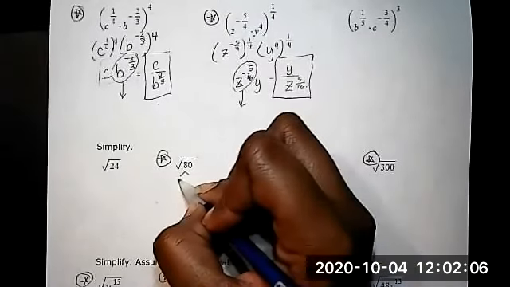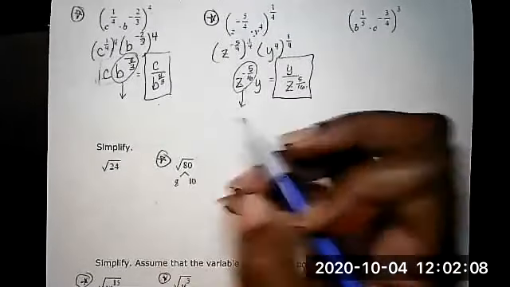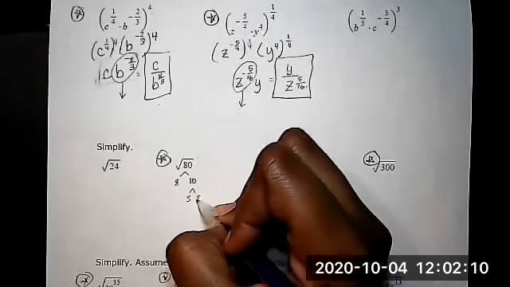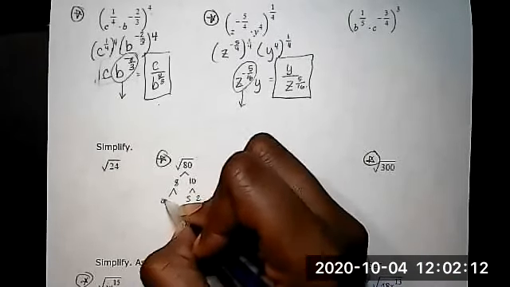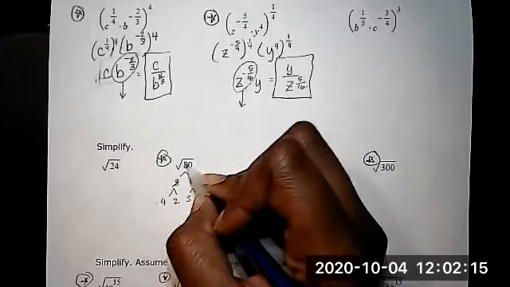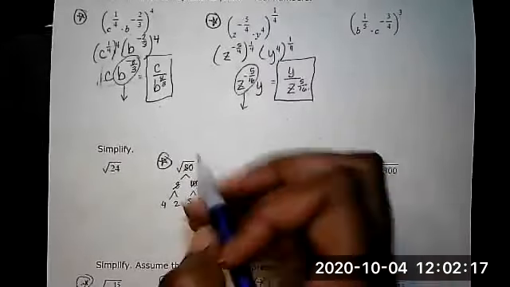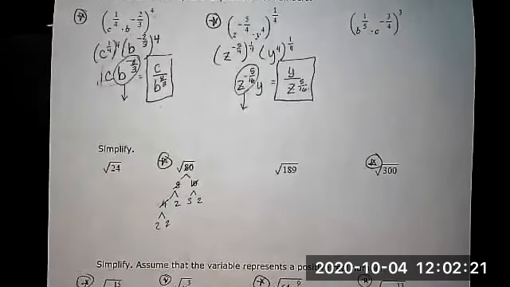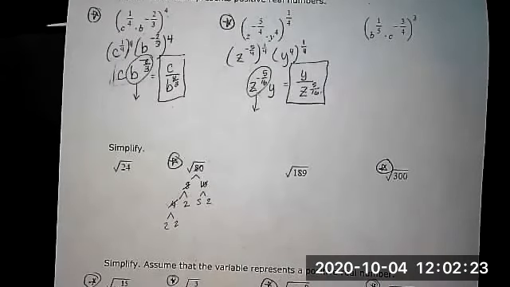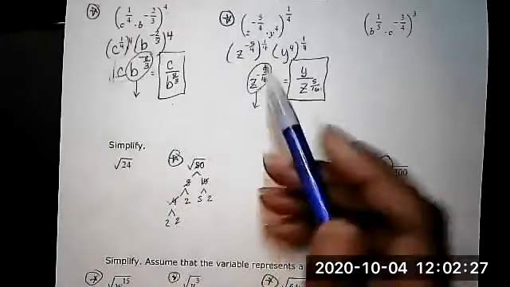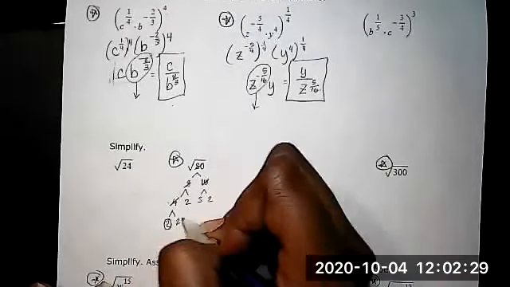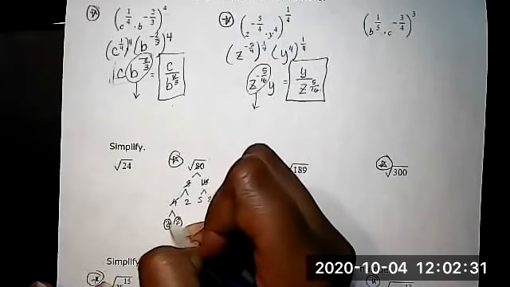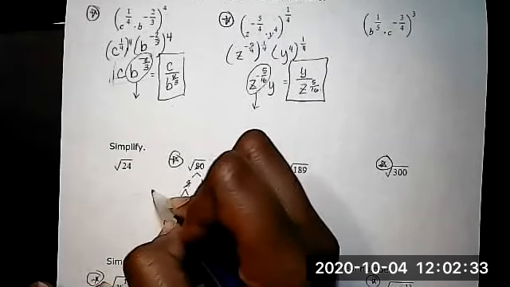So 80 becomes 8 times 10. 10 becomes 5 times 2. 8 is 4 times 2. Okay, I usually kind of like mark those out so I know that they're gone. And 4 is actually 2 times 2. All right. So what I would do is, if it has 2 of the same, because this is square root, I'm going to circle them and bring them out 1 time. So 2 of the same 2's, these 2 come out 1 time.